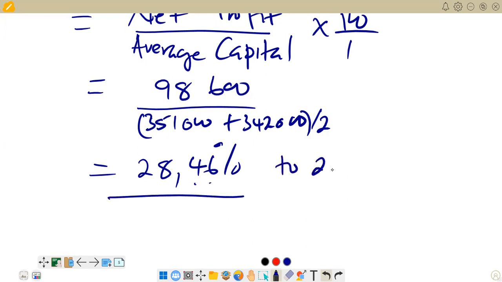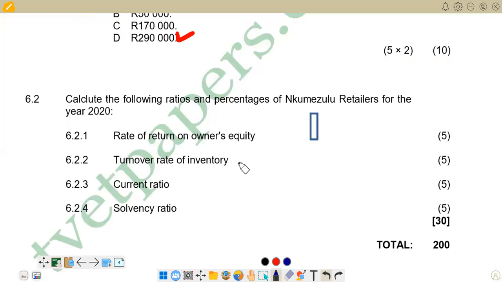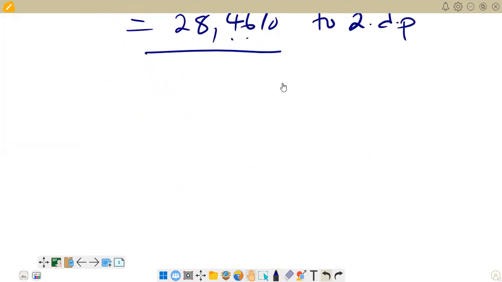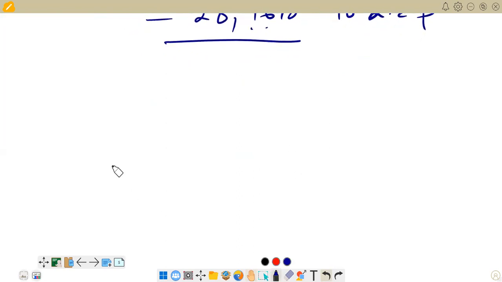So this one is 2 decimal places. So this is what we have in terms of this 6.2.1. Then we can check what we have in terms of the next question. The next question is turnover rate of inventory. So we can go there. Remember, we want to put the formula down first. This is 6.2.2, and this is the inventory turnover rate.